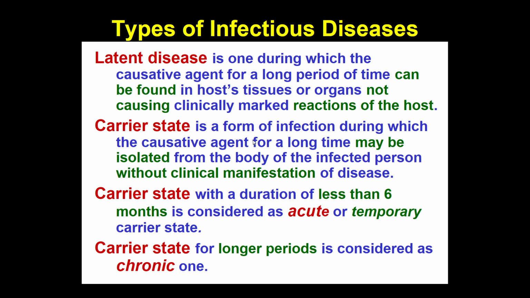Carrier state is the form of the infectious disease during which the causative agent for a long time may be isolated from the body of the infected person without clinical manifestation of the disease. It means in the carrier state, the bacterium present in the human body doesn't cause clinical manifestation and may be detected by laboratory tests. Carrier state with a duration of less than 6 months is named acute. Carrier state with a duration of more than 6 months is named chronic.